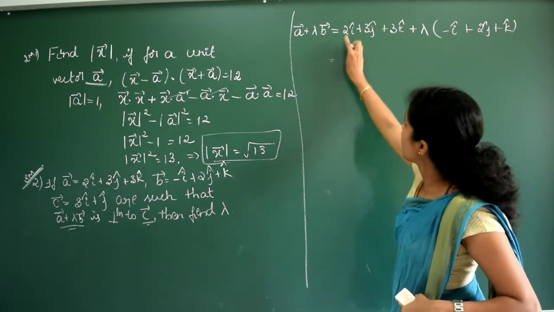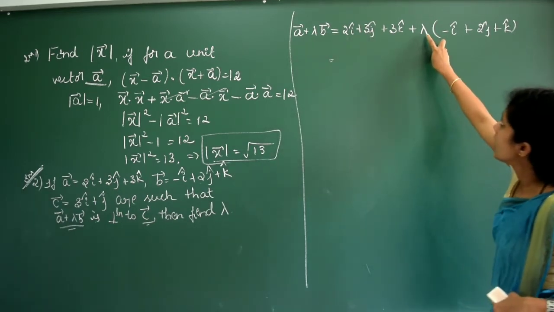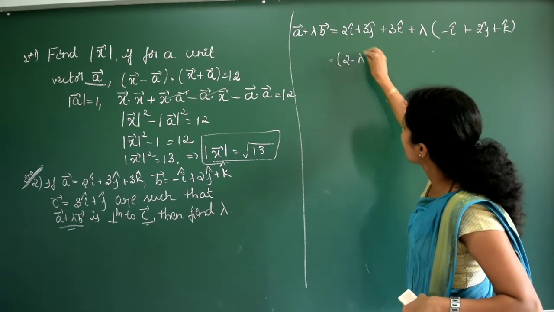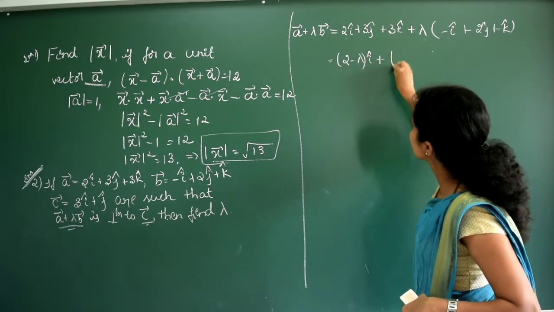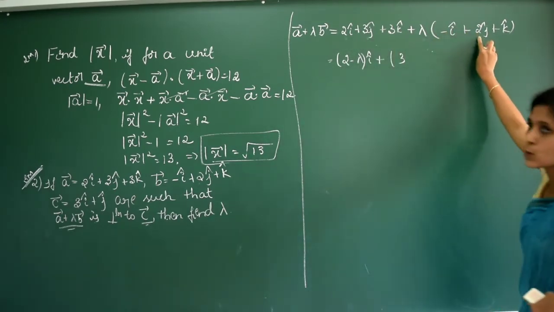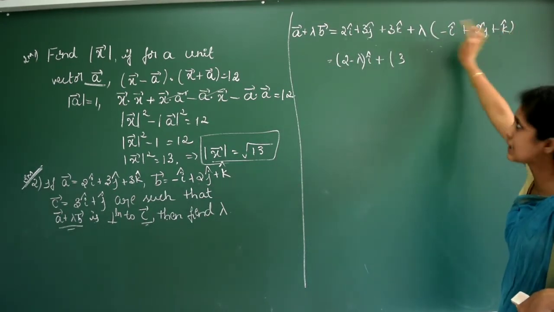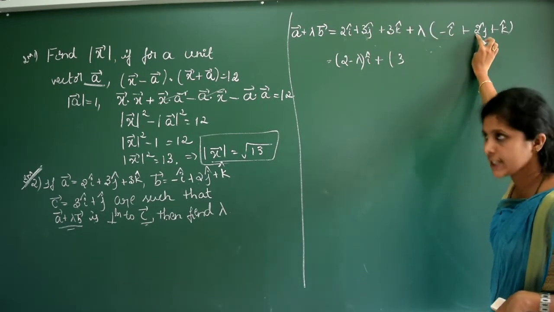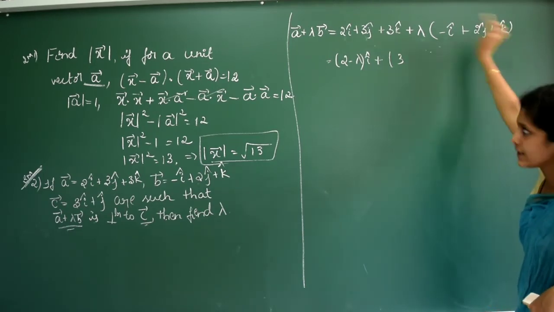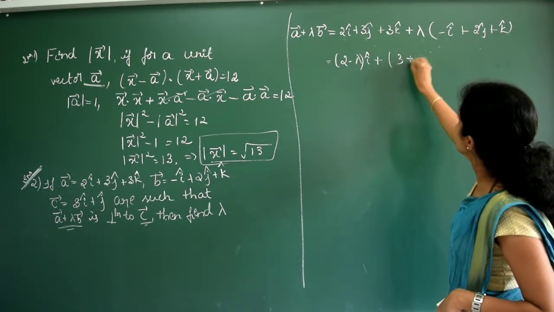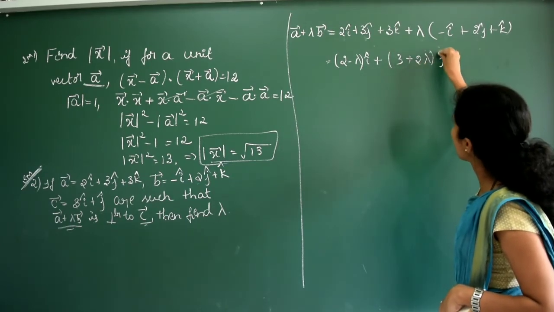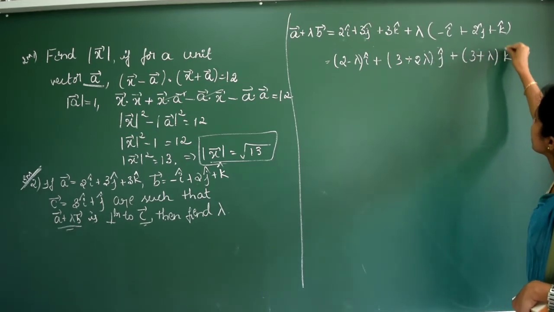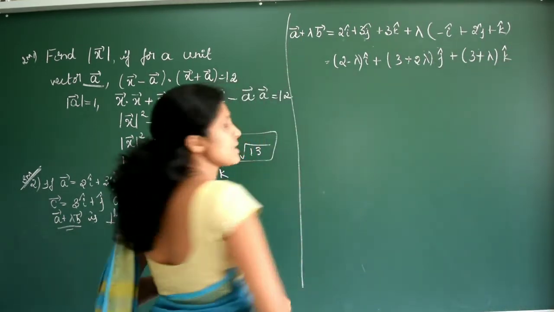Add this. So this will be now 2, right? Plus lambda into minus 1. So what can I write? 2 minus lambda i cap, right? Plus this will be 3 plus 2 lambda. This whole vector is multiplied with lambda. So this will be now minus lambda i cap, 2 lambda j cap. This will be 3 lambda k cap, right? Directly we can write this 3. This will be plus 2 lambda j cap, and last one plus 3 plus lambda k cap. So we got a vector plus lambda b vector.